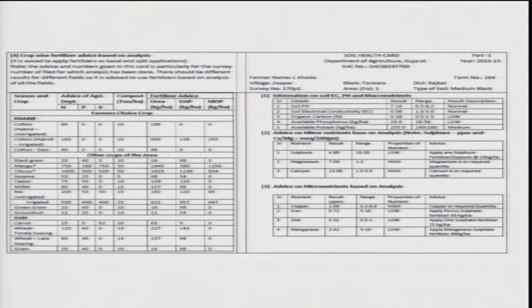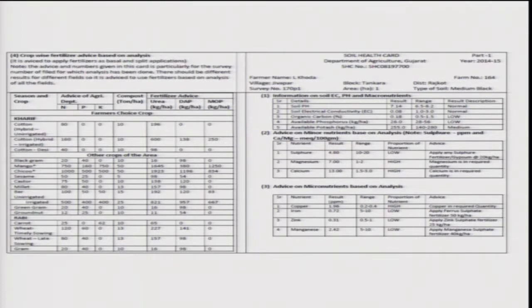It lists the crops down the left-hand side. It starts off with the crop they believe the farmer has chosen, in this case, hybrid unirrigated cotton. It gives advice, both in terms of what nutrients the farmer needs, but also in terms of the quantity of fertilizer, kilograms per hectare of urea, DAP, and MOP. Unfortunately, again, in Gujarat, most people think in terms of biga, which is a different unit of area, rather than hectare. So just trying to make that translation can be challenging.